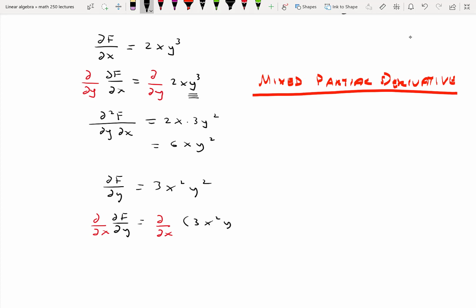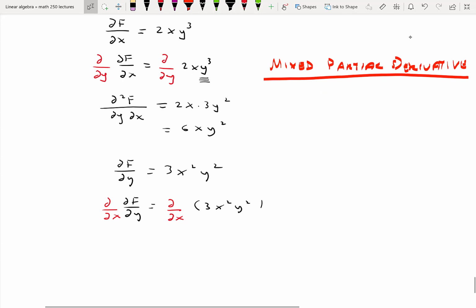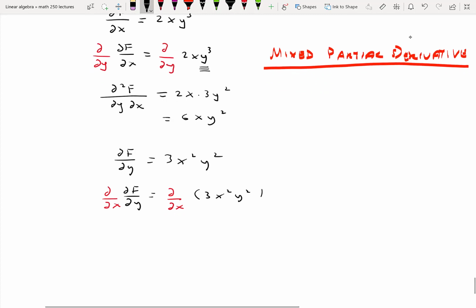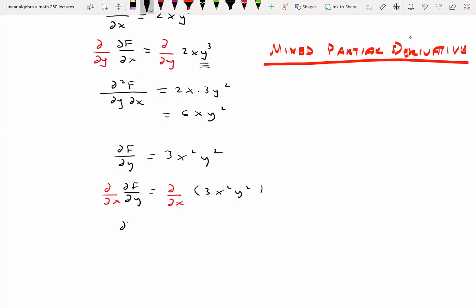3x squared y squared. So let's combine the symbols. On the left we have partial squared, partial y first and then partial x second, reading it from right to left again. Now let's take the derivative with respect to x of 3x squared. Remember, y is held as constant, so actually it would be just of x squared. The derivative of x squared is 2x. So we're going to get 6xy squared. Okay.